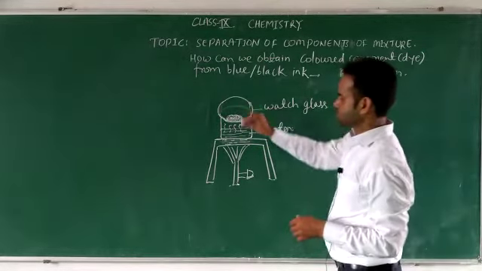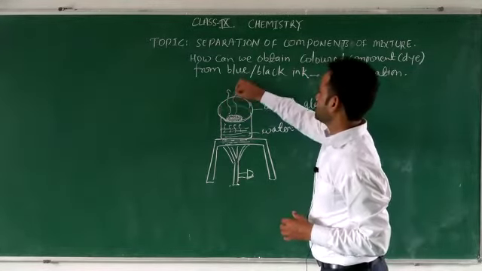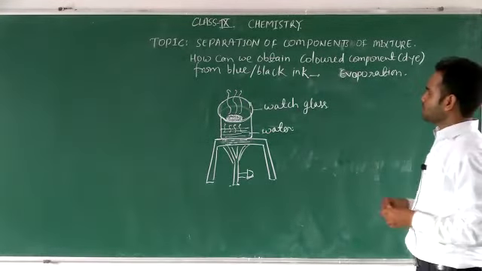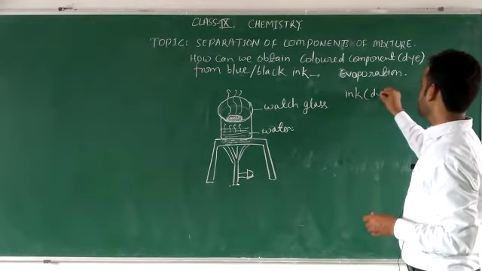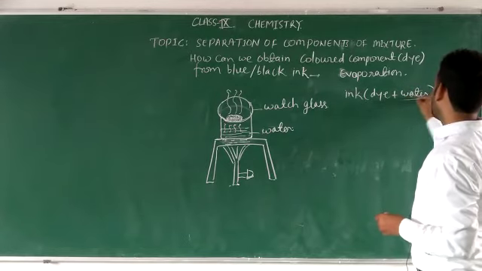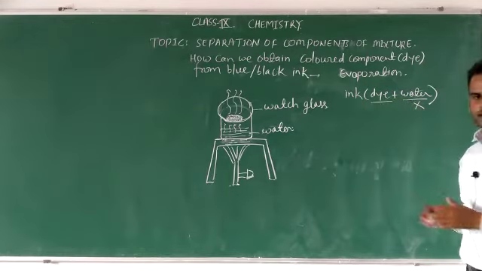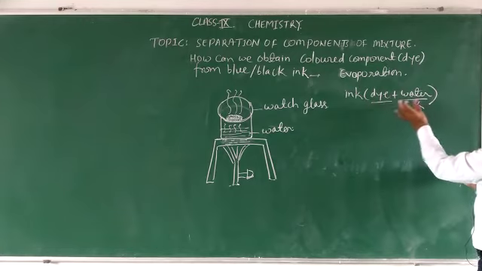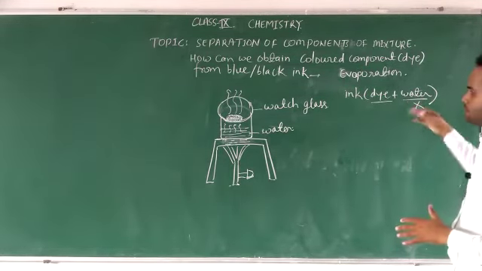The water which is present inside the ink will also be evaporated. Ink is a mixture of dye and water. Because the water is evaporated from here, what is left here is the dye. By this method we can separate the dye, which is the color component, and the water separately. We can separate both of them.